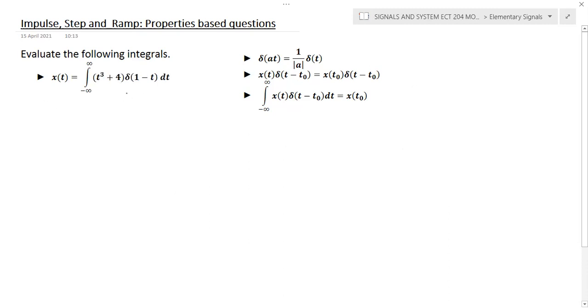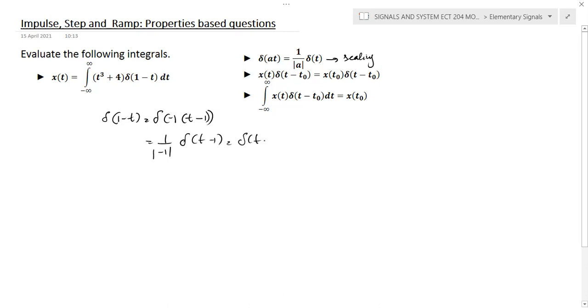So this is another question. Here it's given del of 1 minus t. Again, this is not in the standard form, so we need to convert del of 1 minus t into standard form. So we can write del of minus 1 into t minus 1. By applying the scaling property, it becomes 1 by modulus a. So here a is equal to minus 1. So you can write 1 by modulus of minus 1 del of t minus 1.